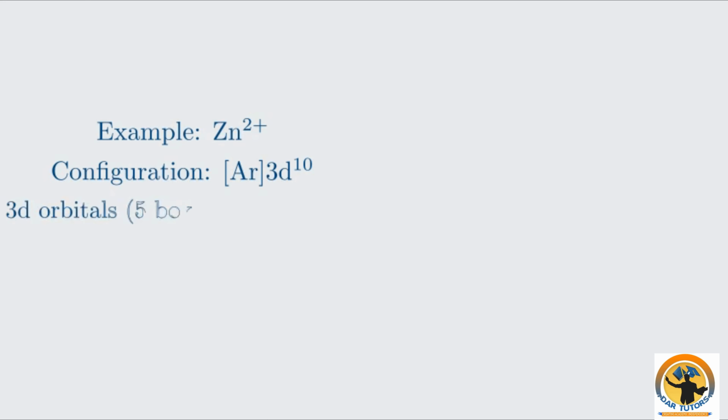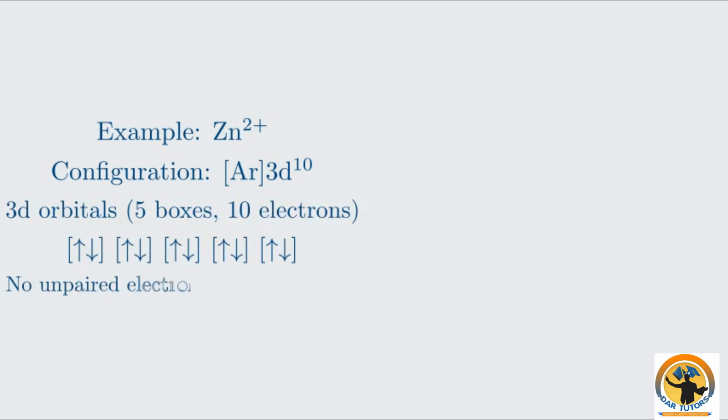We know the electron configuration of Zn2+ is [Ar]3d10. The 3d sublevel consists of 5 d orbitals. A full 3d10 configuration means each of these 5 orbitals contains a pair of electrons. Since all 3d electrons are paired, there are no unpaired electrons. Because there are no unpaired electrons in the 3d sublevel, the Zn2+ ion is diamagnetic. It would be weakly repelled by a magnetic field.